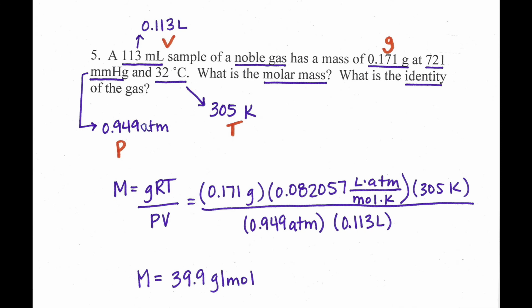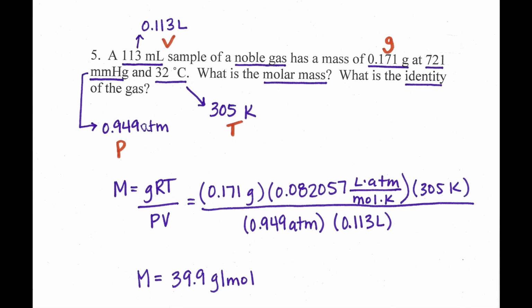Question number 5 says, a 113 milliliter sample of a noble gas has a mass of 0.171 grams at 721 millimeters of mercury and 32 degrees Celsius. What is the molar mass and what is the identity of the gas?